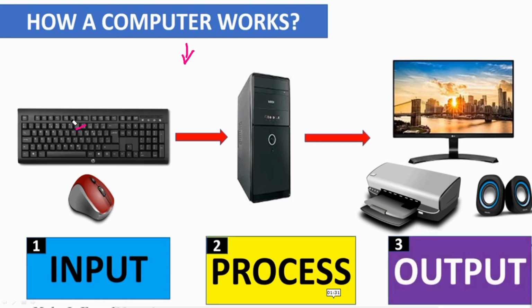Any computer works under three main operations or functions: input, process and output. Mainly the computer system works under these three basic functions. The first one is input, the second is process, and the third one is output.